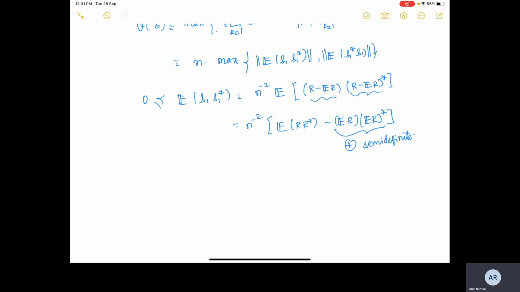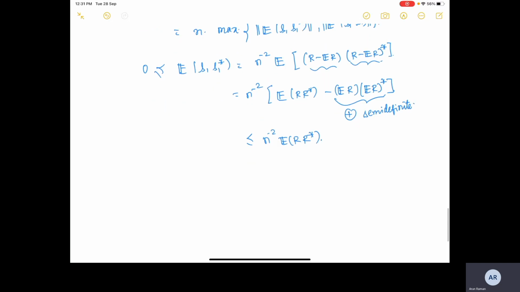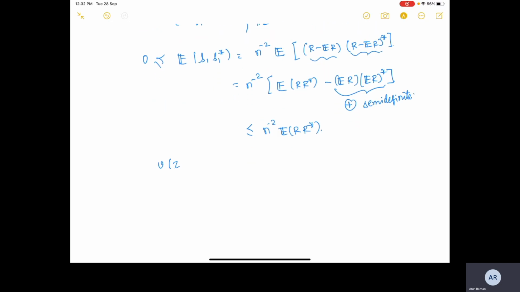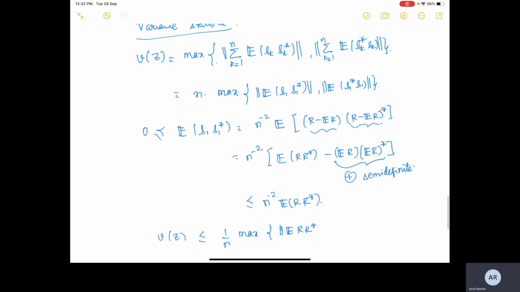Since there is a minus sign here, we can upper bound the left hand side by r star. We can just neglect that quantity. So we have obtained an expression for the variance of z. Okay, so that is 1 by n max of expected value of r star. Because here we had variance of z was n times this quantity.